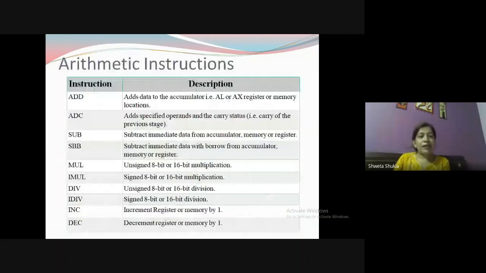Let's see. There are so many arithmetic instructions. For example, we have ADD, ADC, SUB, SBB, MUL, IMUL, DIV, IDIV, INC, and DEC. In case of ADD, we all know that it means add. ADC means add with carry. We have subtraction, then subtraction with borrow, multiplication, then integer multiplication, division, integer division, increment, and decrement.